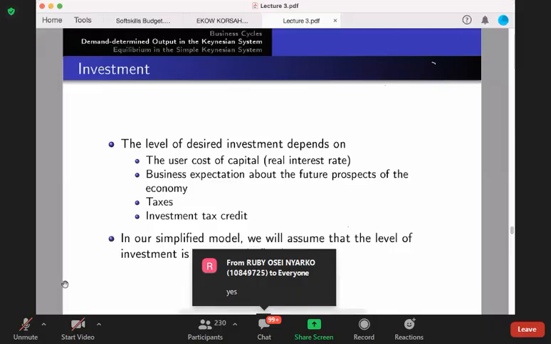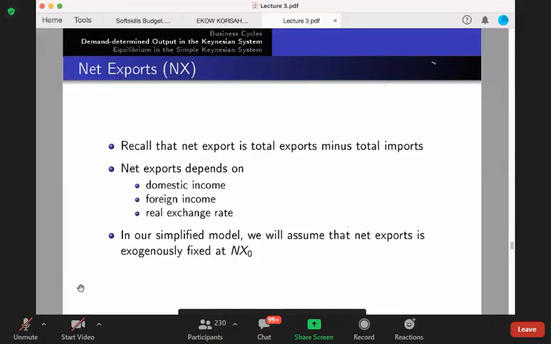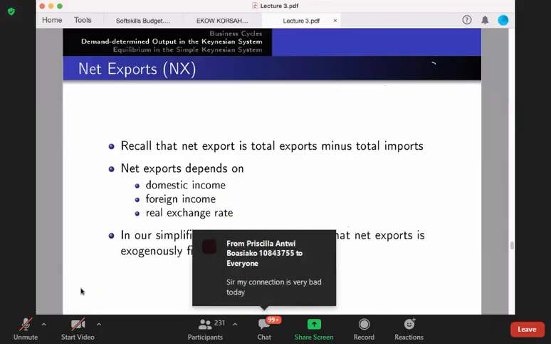Okay, now let's move on. Let's look at net exports. Don't forget, net exports is just the difference between what? Total exports and what? Total imports.